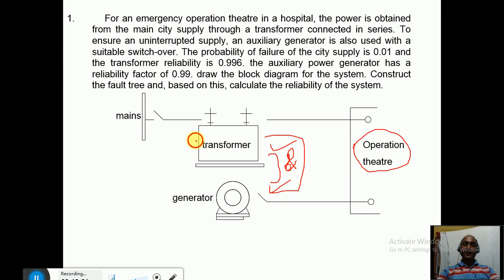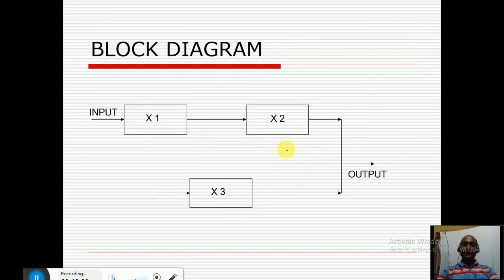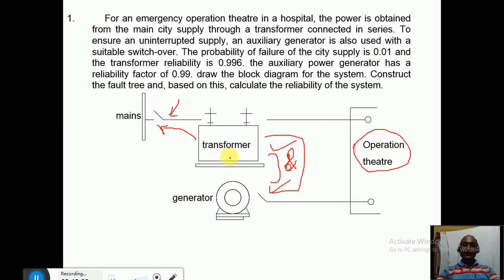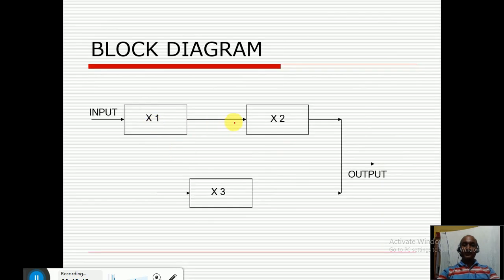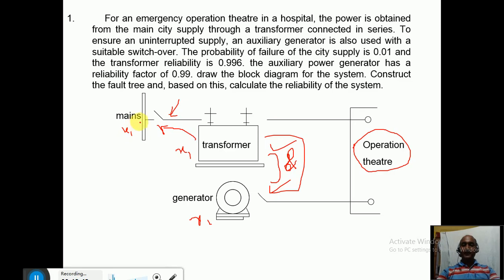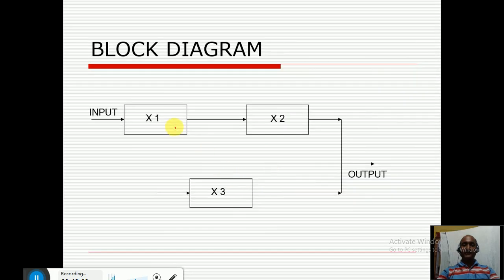Again, the transformer may fail due to this mains line or maybe this grid. Now for the system, we are going to draw the fault tree analysis. But just before that, we'll understand the block diagram. So this is x1, x2, x3. Therefore, x1 and x2. Suppose the mains fails, what will happen? The transformer is not going to work. If the transformer fails, the mains is not going to work, and the generator is working independently for the operation theater. So x1 and x2 are in series and x3 is in parallel.